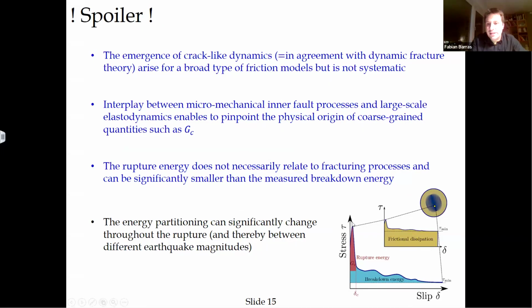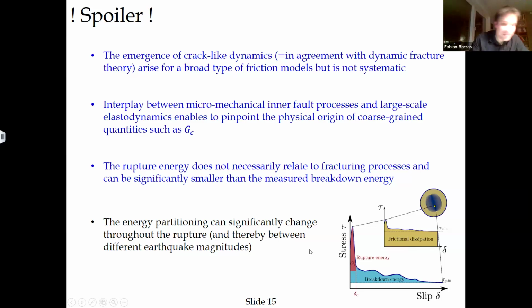And we have seen that in this case, a generic picture that works both for rate and state and also thermal pressurization is the following. We have a rapid, we can call it brittle, tip weakening mechanism where the associated dissipation controls the propagation of the rupture, and a following tail weakening mechanism that makes up the rest of the breakdown energy.